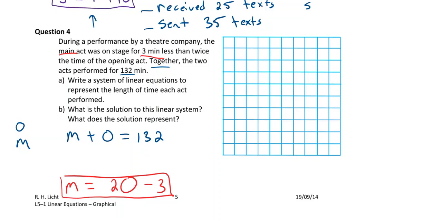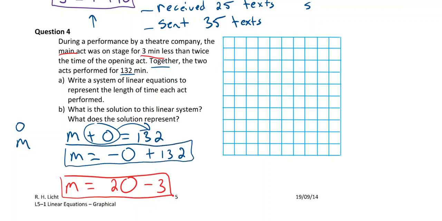And then for this one, I'm going to rearrange it for M. So I'm going to bring this O to the other side, so subtract O from both sides. Now we've got M is equal to negative O plus 132, or 132 minus O. It doesn't really matter, but this is written in y equals mx plus b form. Okay, we're good to go.